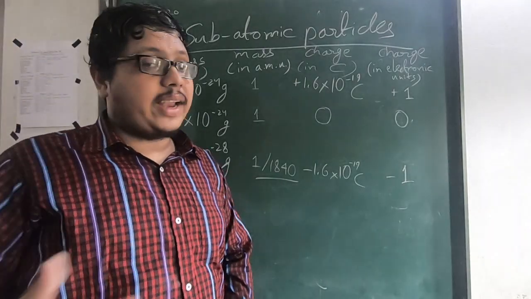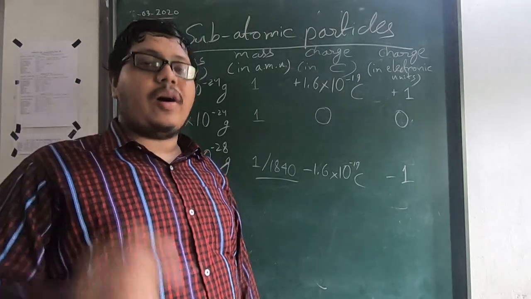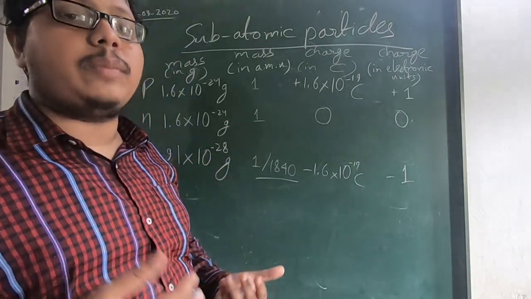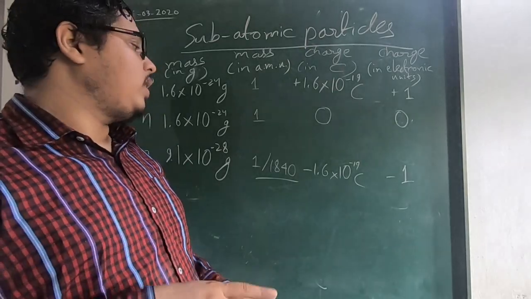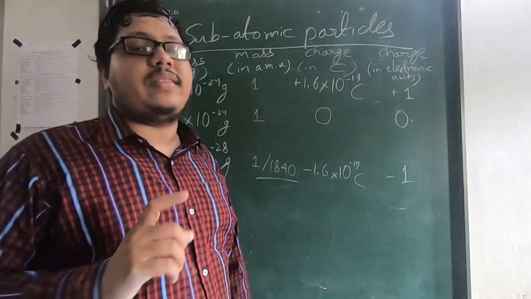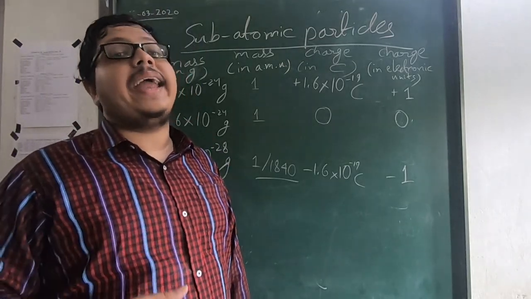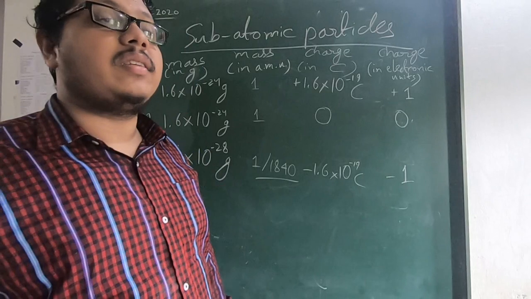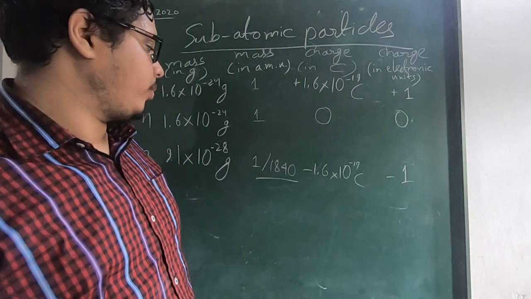Just a while ago we discussed this. Protons and neutrons are found in the nucleus, and together we can call them nucleons. Since they have far greater mass than an electron, we can say that the nucleus of the atom has almost the entire mass of the atom. Almost the entire mass of the atom is contained within the nucleus of the atom.